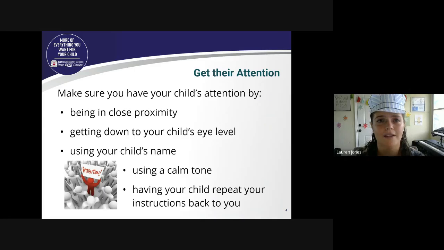When you're giving requests or instructions, the first thing you need to do is get your child's attention. Make sure you have their attention by being in close proximity, getting down to their eye level, and using their name. It's important to make sure that you're using a calm tone. Having your child repeat the instructions back to you can sometimes help because it makes sure that they understood exactly what you told them to do.